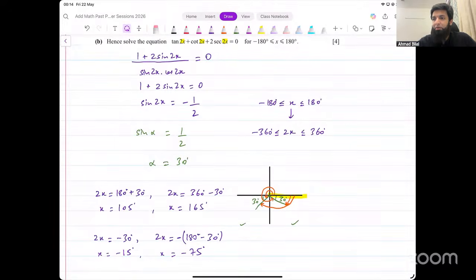Is that all right? Any problems with this?